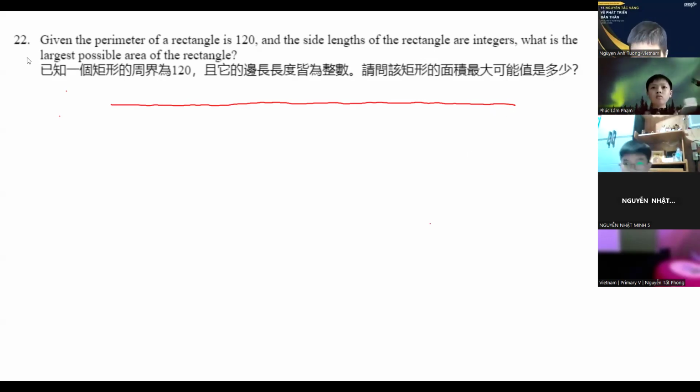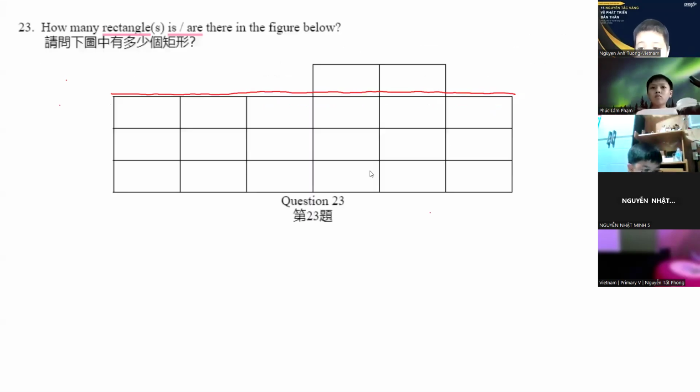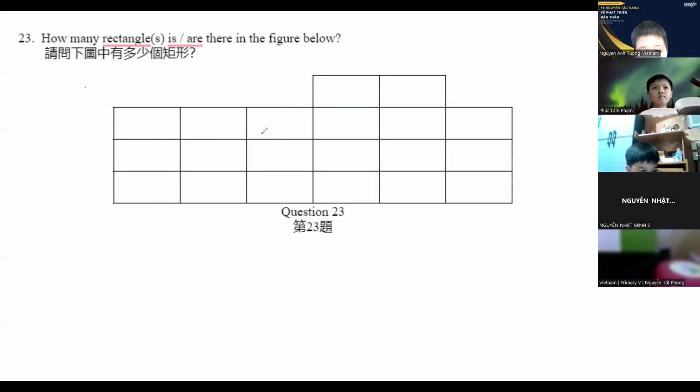So again, for number 22, a square is a rectangle. That's why we use the side length of 30. The answer is 138. For number 23, let's try to solve this one.